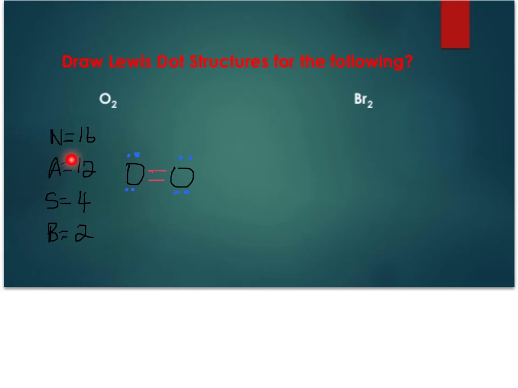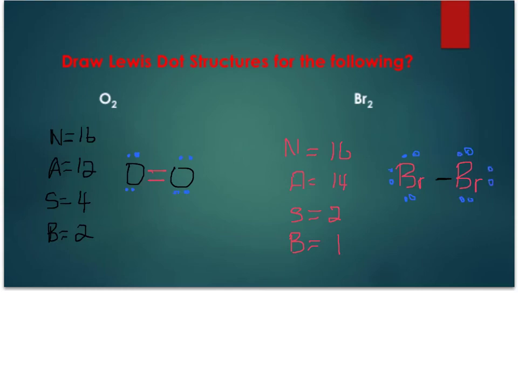Bromine. Bromine needed 16. We had 14 available, 7 from each bromine atom. So that means we had 2 shared. Bonds will be equal to 1. So bromine and bromine. Put one bond between them, and that's it. That's 2 electrons for each bromine, so they need 6 more, or 3 lone pairs. So add 3 lone pairs around each bromine atom. Ooh, that's a big one.